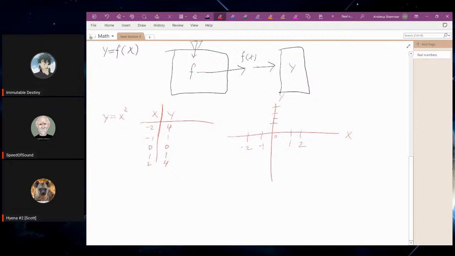So at -2, our value is 4. At -1, our function is at 1. At 0, our function is at 0. At 1, our function is at 1. And at 2, the value of our function is 4. And so it looks something like this. The general shape of this curve is called a parabola.